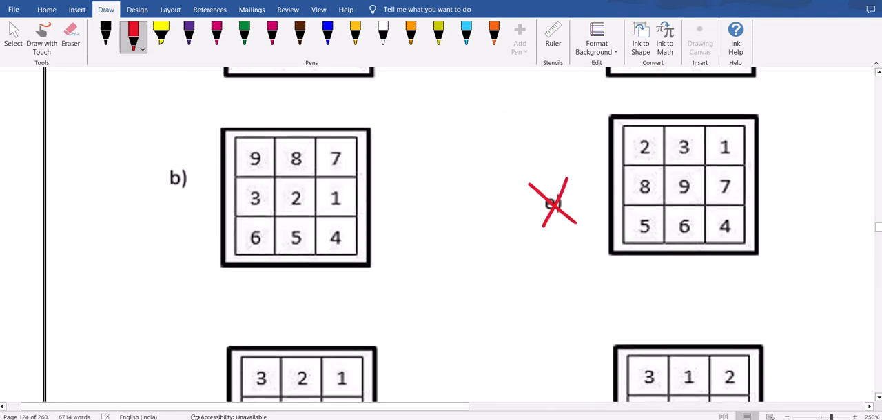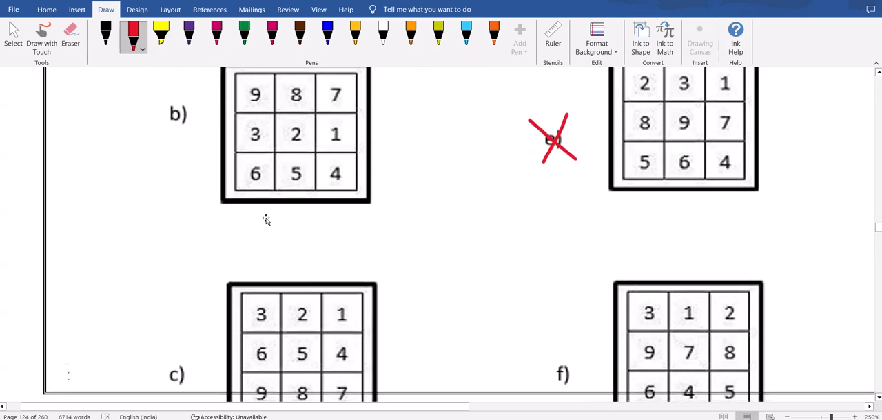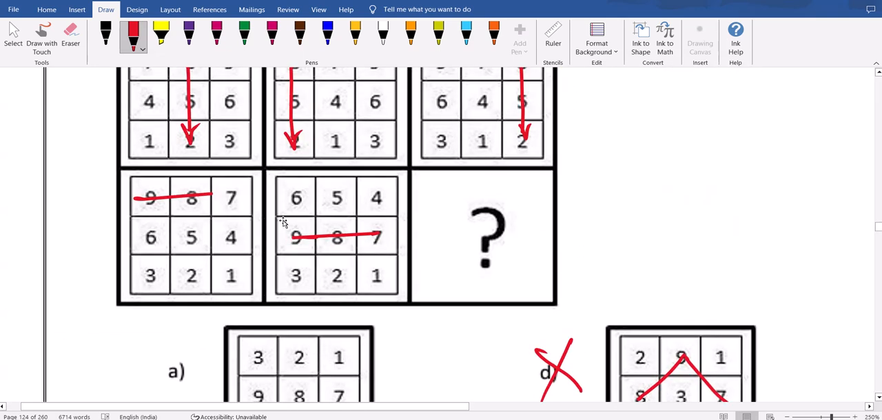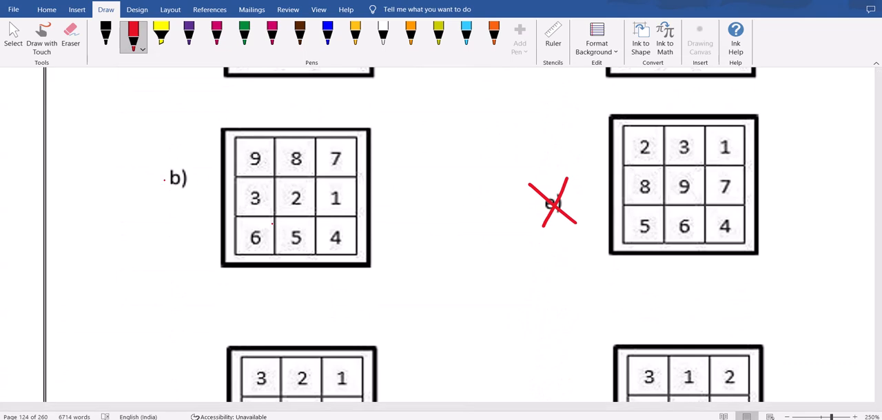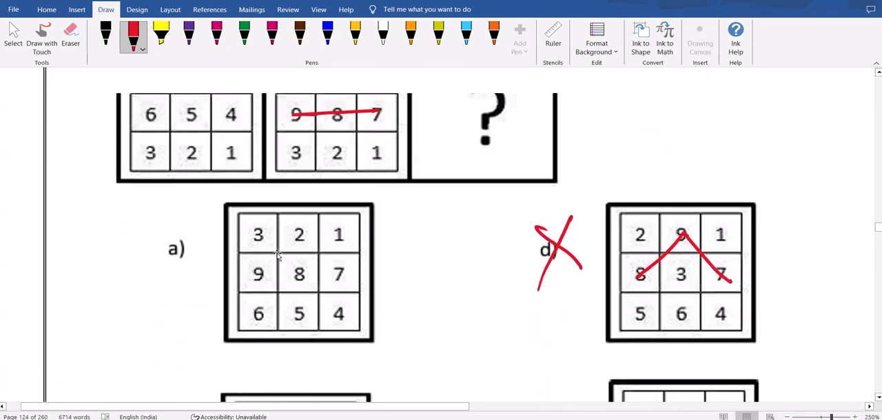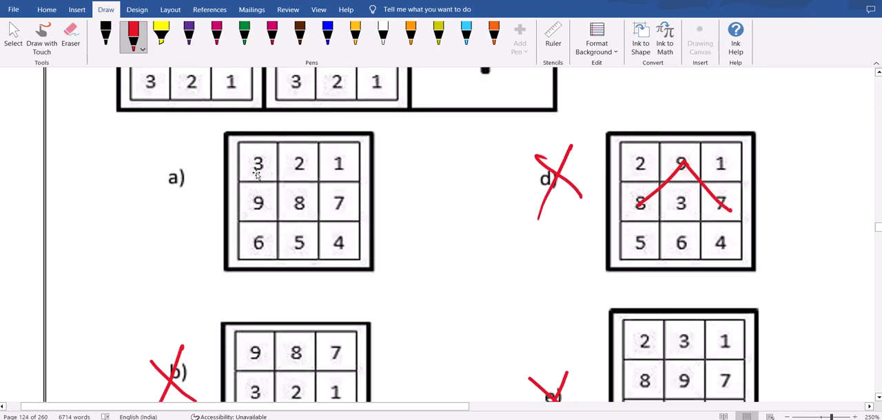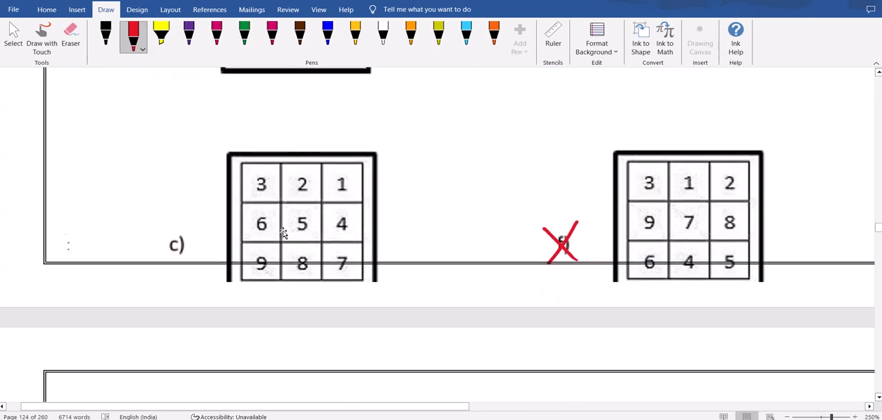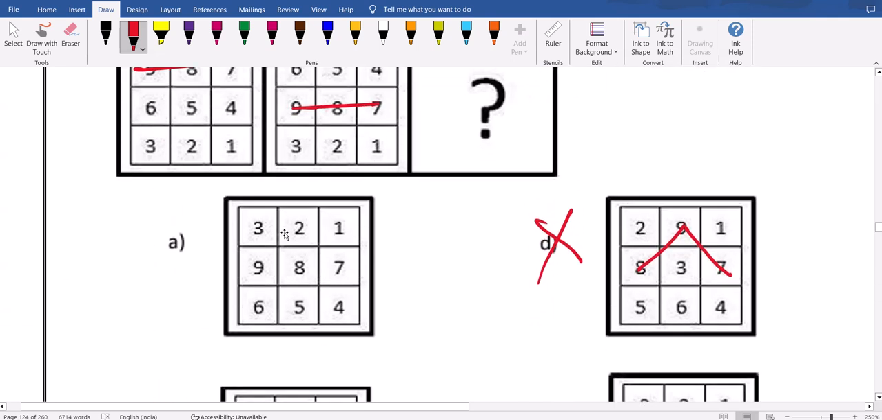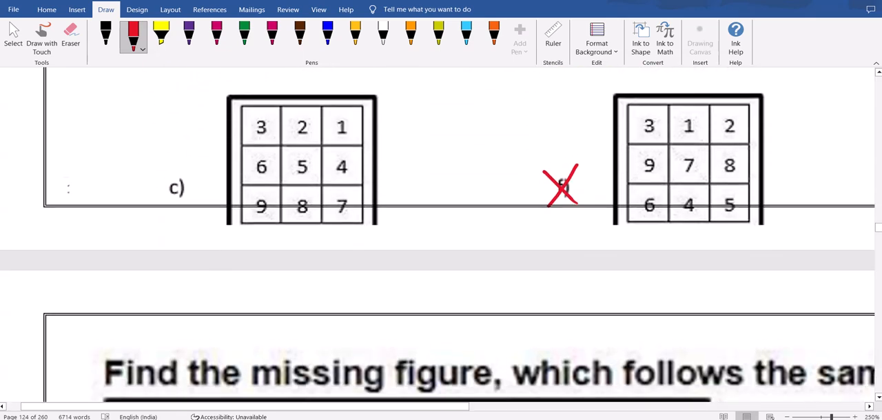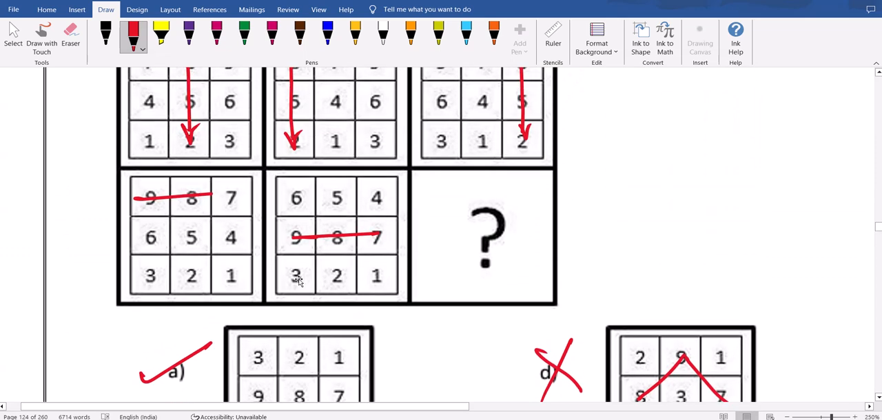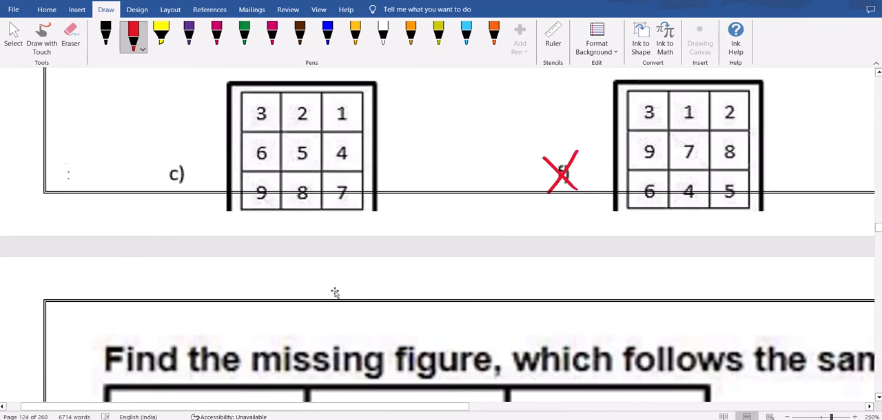Now, among A, B, and C, 9, 8, 7 already occurred in the first row. Okay, this is eliminated. 3 to 1 already occurred at the bottom. Okay, it can be top or both cases. Okay, fine. That suitable one is option A. 6, 5, 4 already came in the middle, so we are going with that option. Row wise or column wise we are making it up.